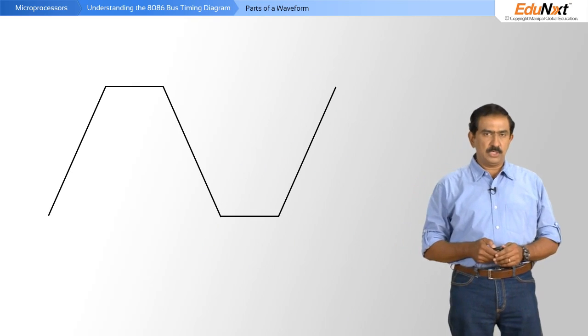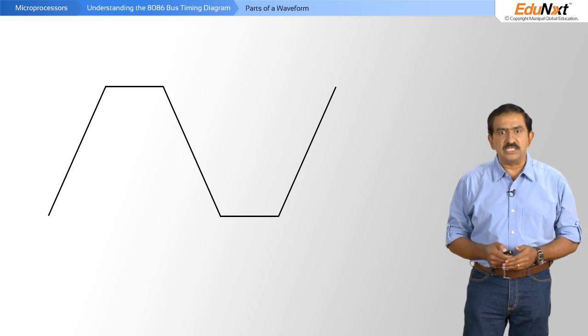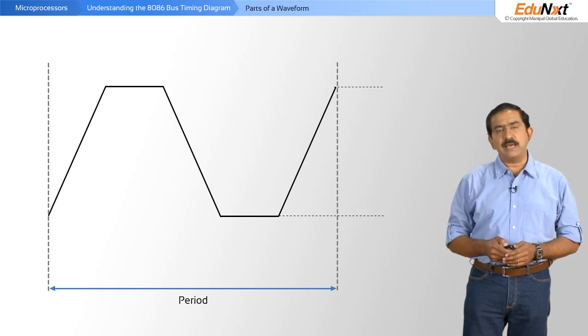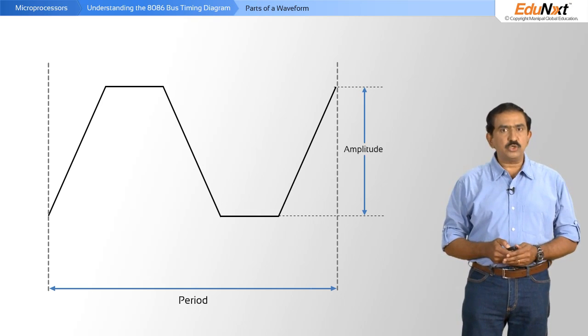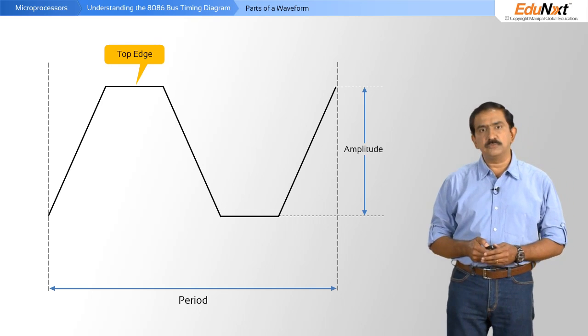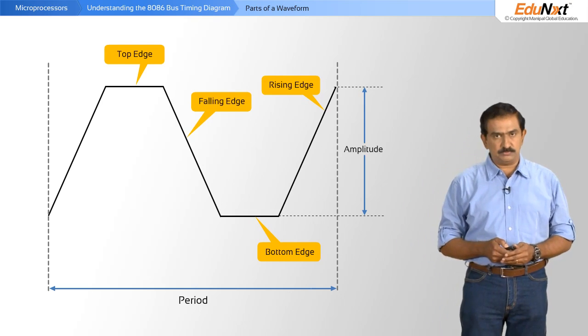Before we begin understanding what bus timing diagrams are, we must understand the various parts of a waveform. What you see on the screen is a typical waveform. A waveform, of course, has a period and an amplitude. This all of us remember. But a waveform also has what's called a top edge, a bottom edge, a rising edge and a falling edge.